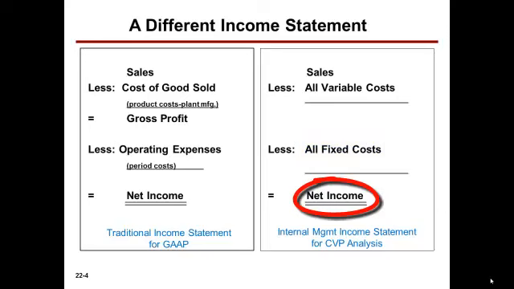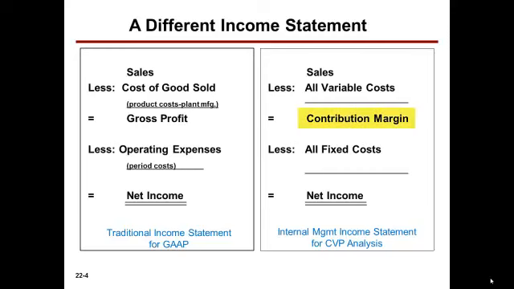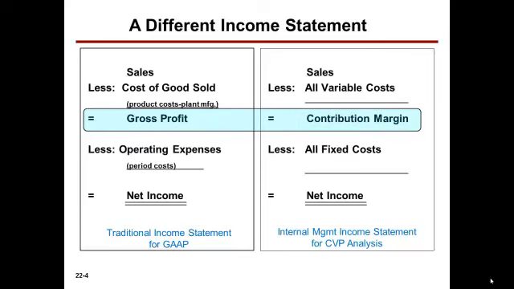Now, one last line to bring in on our revised income statement. The difference between sales and variable costs. We'll call that line contribution margin. Sales less all variable cost equals contribution margin. Contribution margin is not the same thing as gross profit in our traditional income statement on the left. These are different terms with different meanings, with only sales dollars in common.